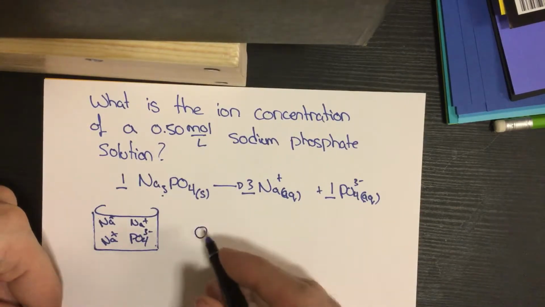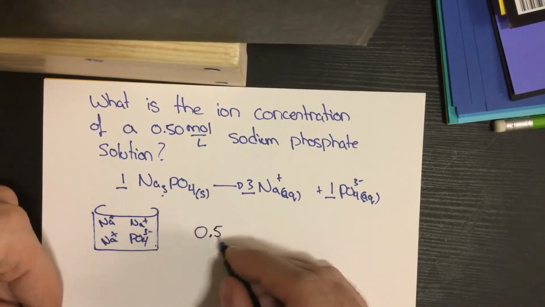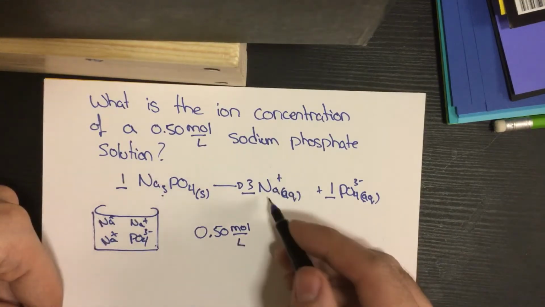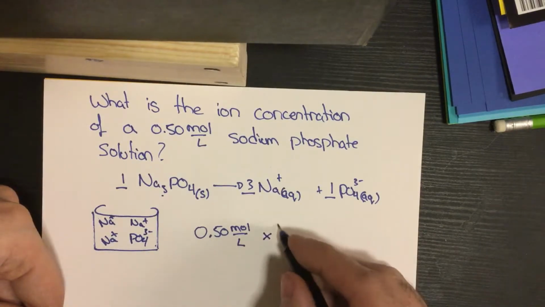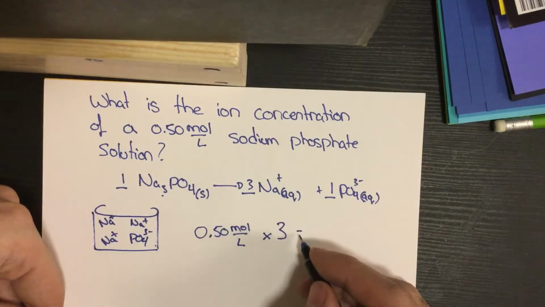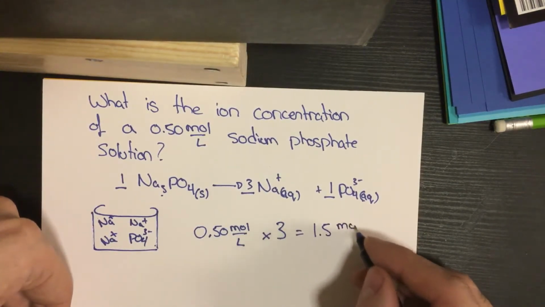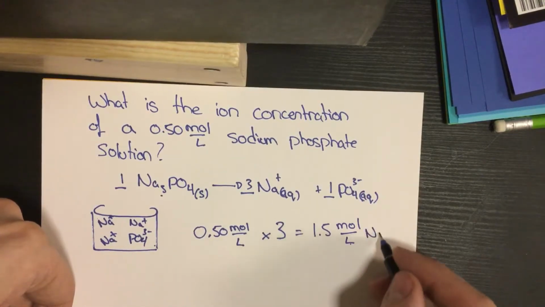So I'm going to multiply the concentration of the solute I placed in against the amount of ions I'm going to get out of the solution. So that will be multiplying by 3. And that will give me 1.5 moles per liter of sodium cation.